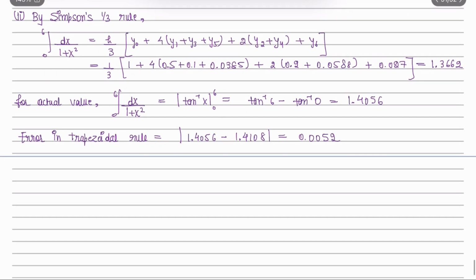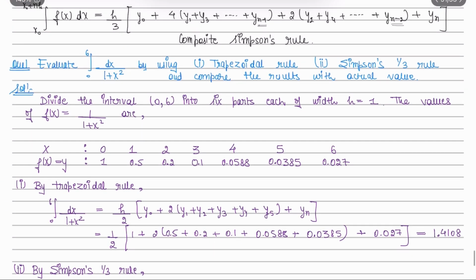0.0052. Similarly, the error in Simpson's rule will be the actual value minus the calculated value, which is equal to 0.0394. In this question, we were simply asked to calculate the integral value with the trapezoidal and Simpson's rule.